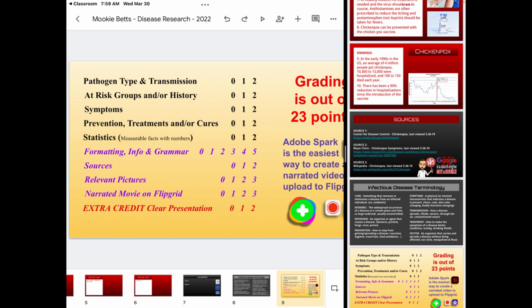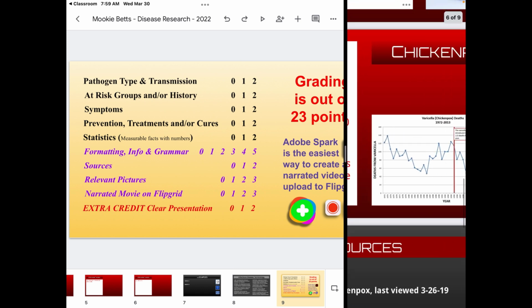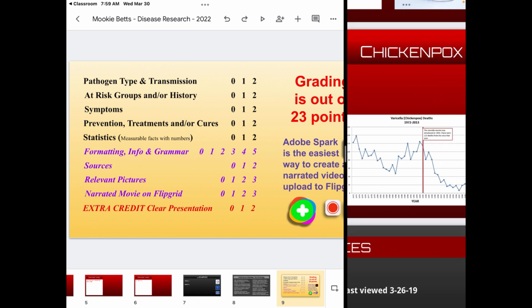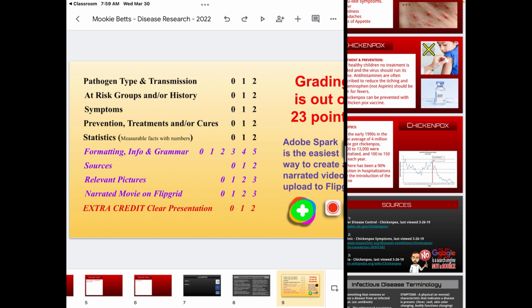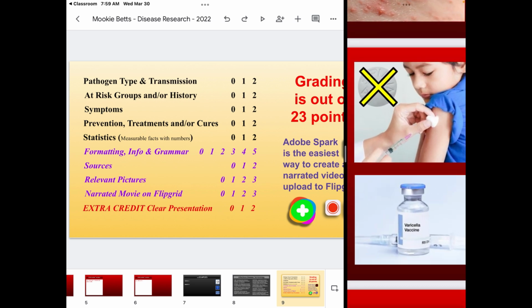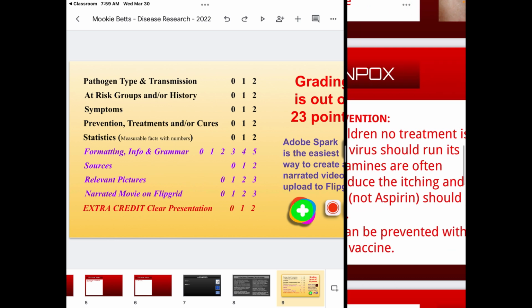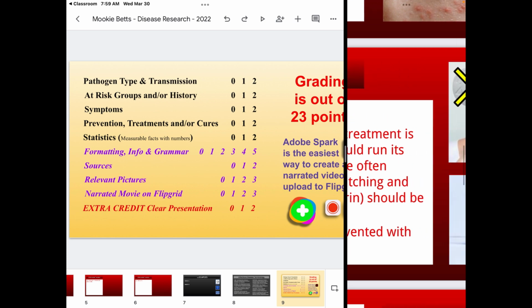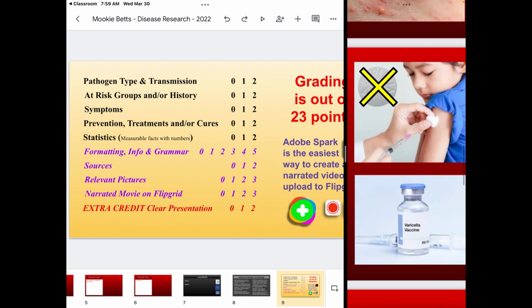2 points for the sources, 3 points for relevant pictures. So if I'm talking about how much chickenpox kills people and you have a graph of how much people are vaccinated, that doesn't make sense. They don't match. So just having a picture about your disease doesn't count if it doesn't match what you're talking about. Here, I have a picture talking about vaccinations, but also canceling out aspirin, because there's a weird thing where if you take acetaminophen or aspirin, you can have extra complications with chickenpox. A medicine that normally helps is a problem with chickenpox.